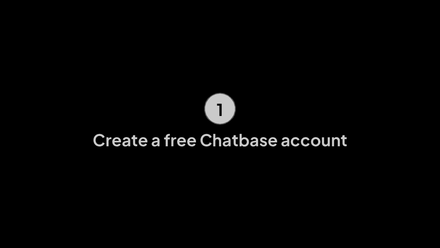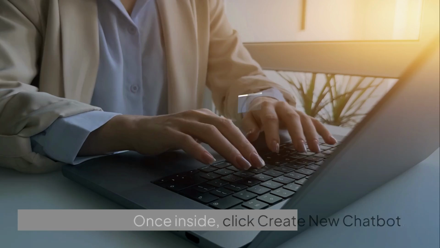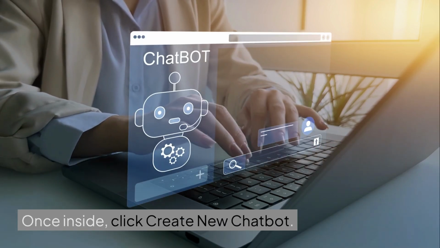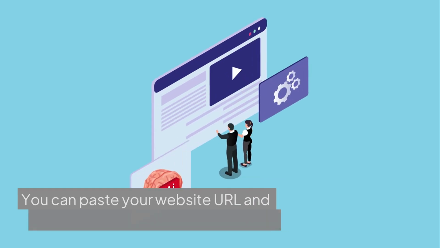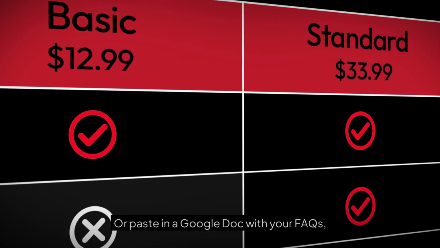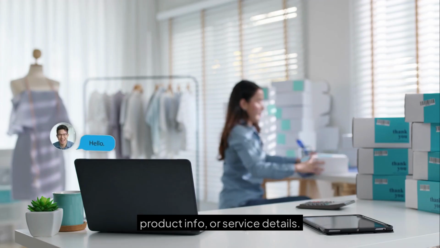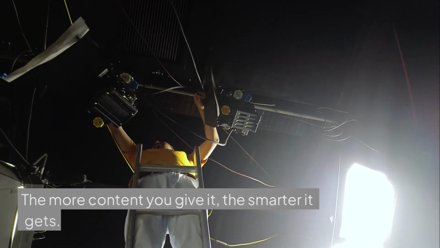Step 1. Go to chatbase.co and create a free account. Once inside, click Create New Chatbot. Step 2. Train it on your content. You can paste your website URL and Chatbase will crawl it automatically. Or paste in a Google Doc with your FAQs, product info, or service details. The more content you give it, the smarter it gets.